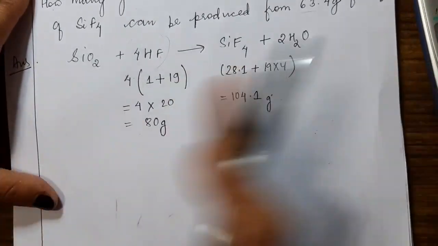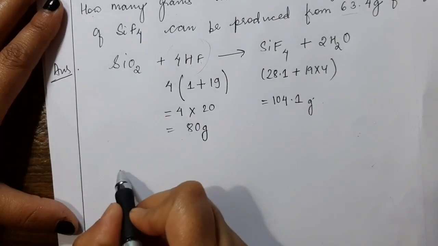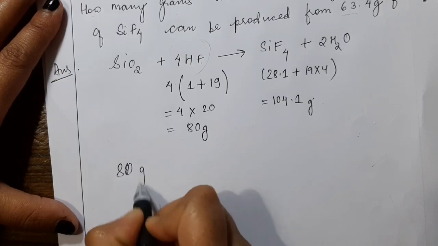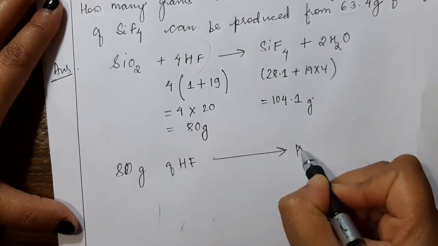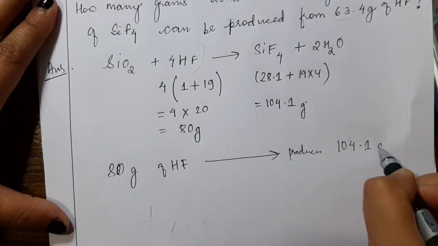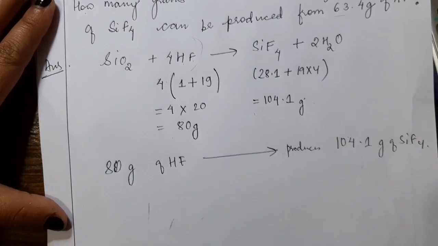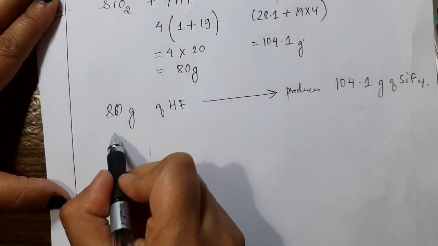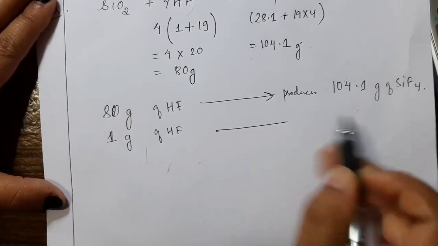So SiF4 I will write on the right-hand side. From the equation, 80 grams of HF produces 104.1 grams of SiF4. Then we can use the unitary method: 1 gram of HF will give you how much?